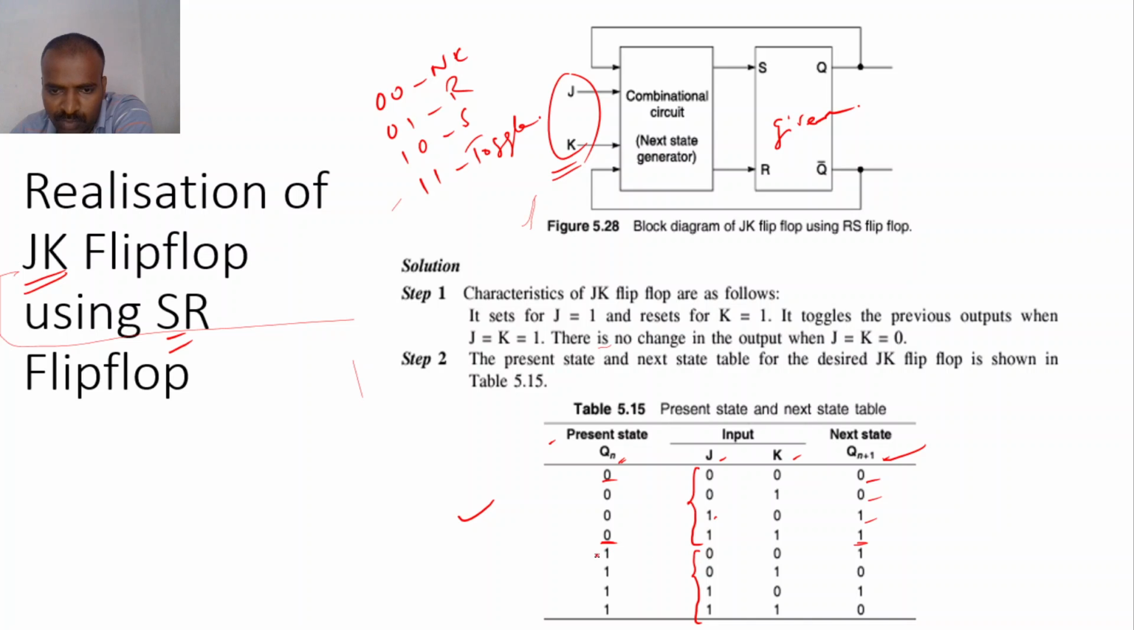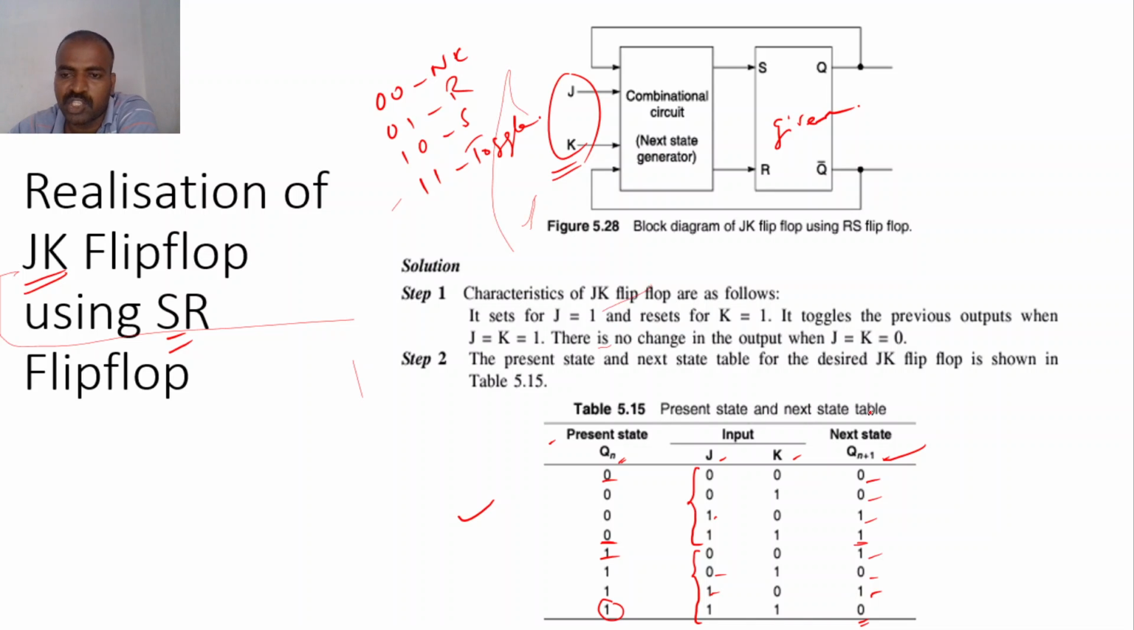Similarly, for 0 0 there is no change, so the same 1 will come here. For 0 1, the J value will come here, and for 1 0, the J value will come here. For 1 1, it will toggle the present state, so the present state is 1, and now it is 0. Okay, so hence the present state and next state table was constructed.